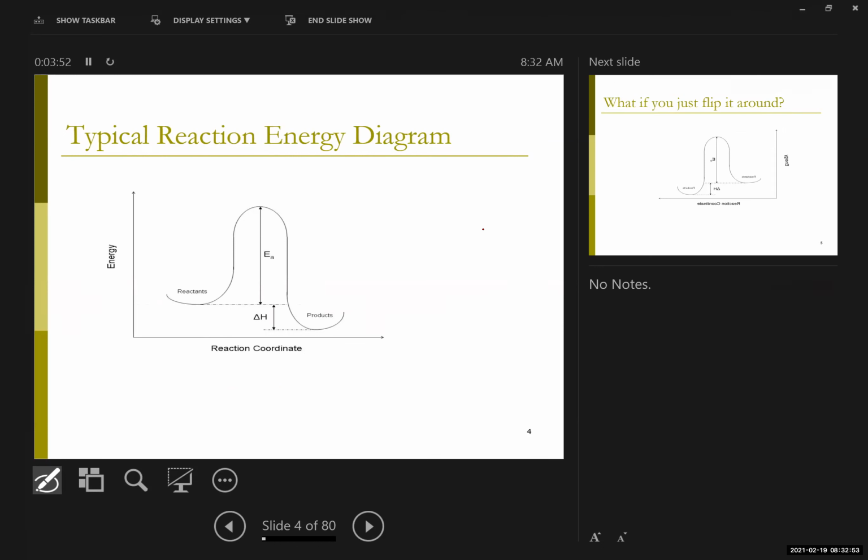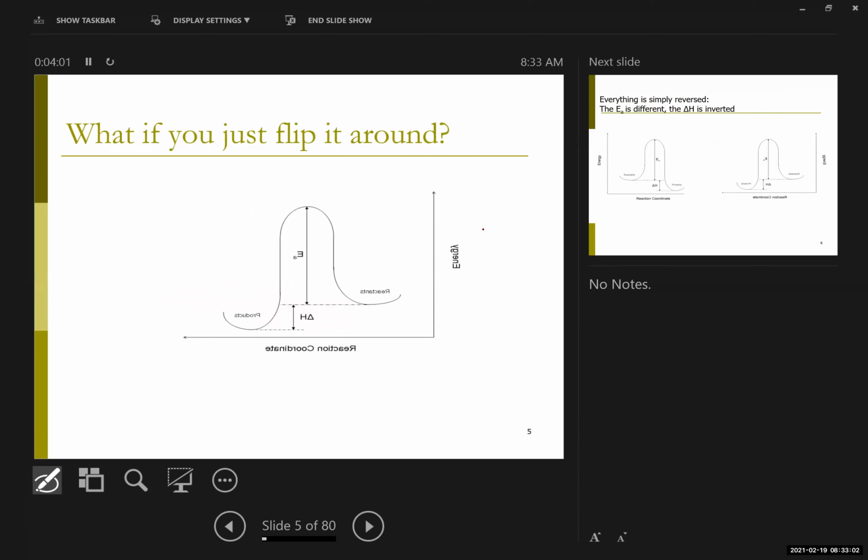But here's the thing about my journey over the barrier to go from reactants to products. It doesn't look that different backwards. I literally just flipped the whole diagram around.